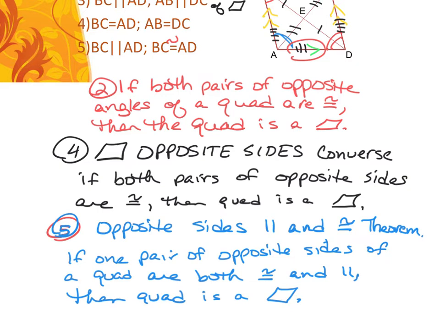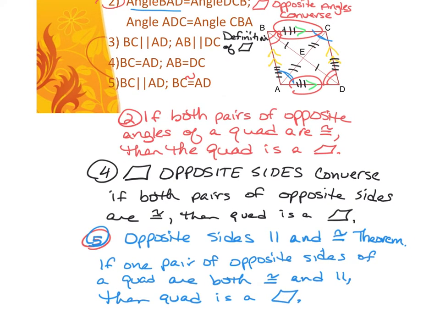Yes? Remember 3, it was just the definition of a parallelogram. Correct. And the definition states that if both pairs of opposite sides are parallel, then the quadrilateral is a parallelogram.